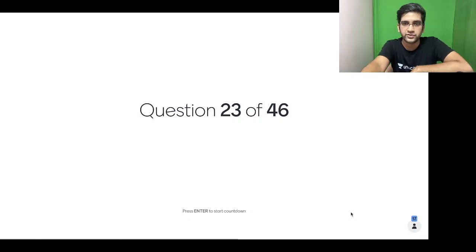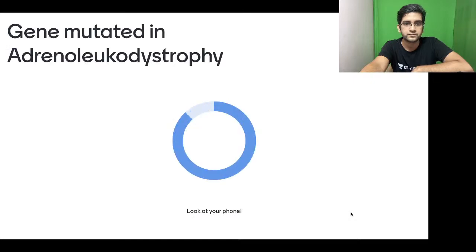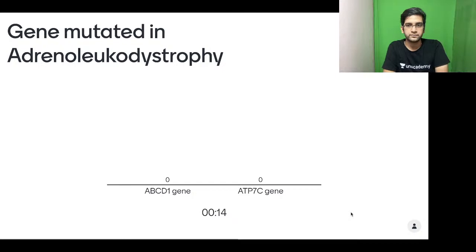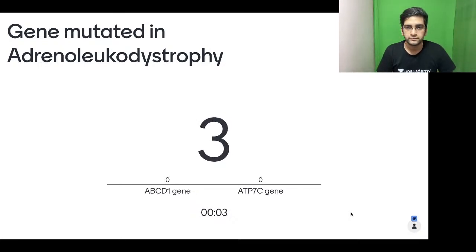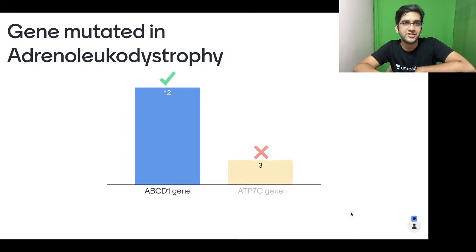Okay, all of you in. Okay, the first question goes here. It says 15 seconds. Okay, great. Let's see the poll, right? ABCD1 is the right answer. There's no ATP7B, 7A, 7C; 7A is Menkes, kinky hair disease, and 7B is Wilson's disease, right? Okay, let's go to the next.